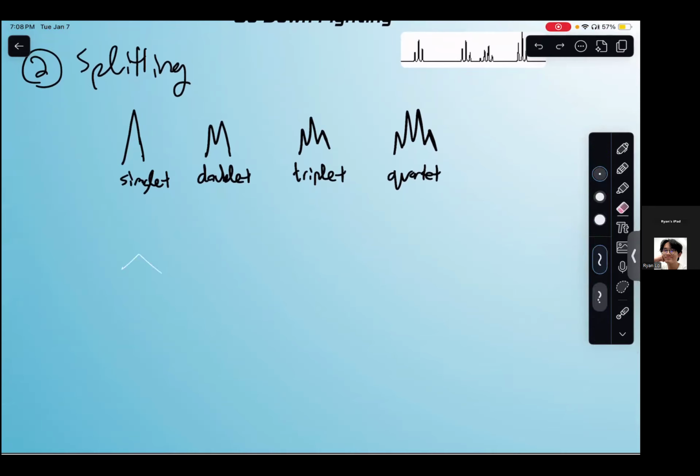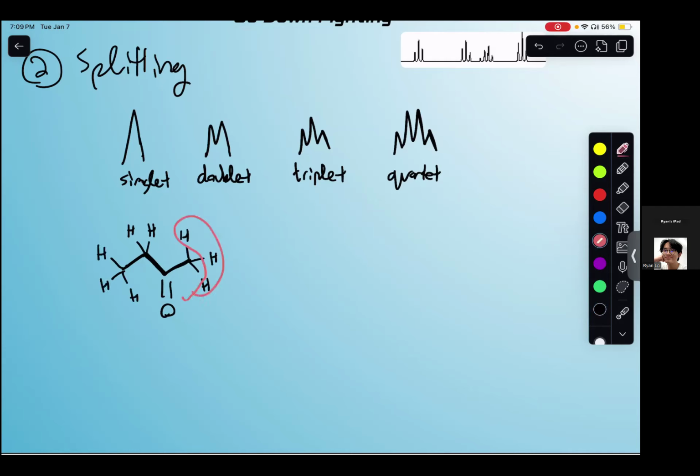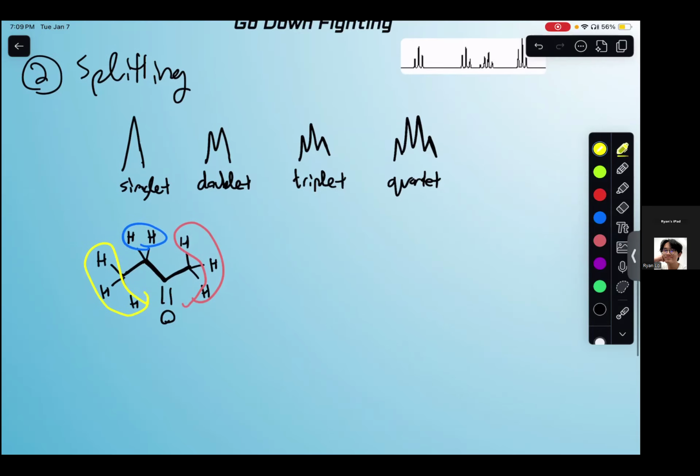So let's redraw one of the molecules that we used earlier. Here. All right, tell me how many signals there are in this. Okay, assuming that you paused the video and you did, there are 3 signals here. Yep. 1, 2, 3. Okay, cool.